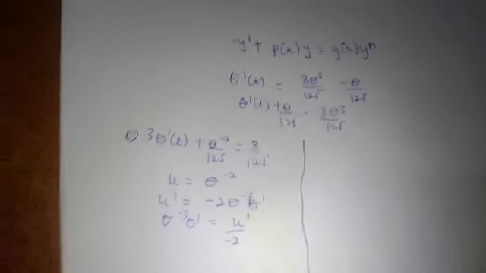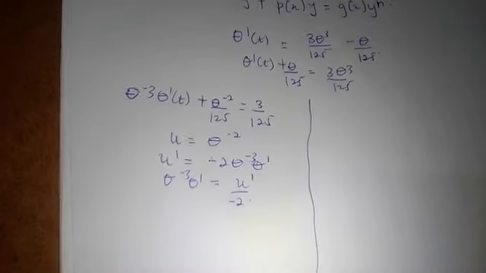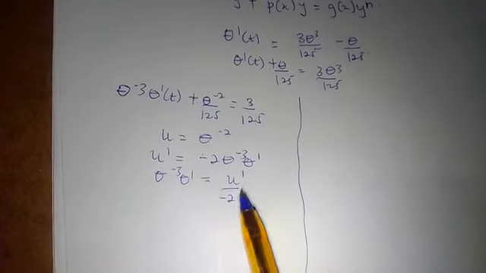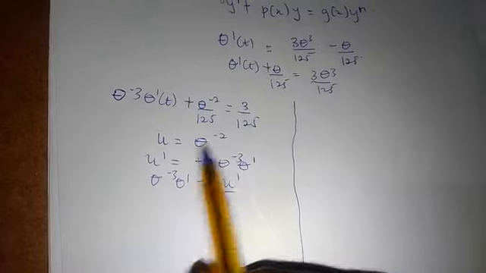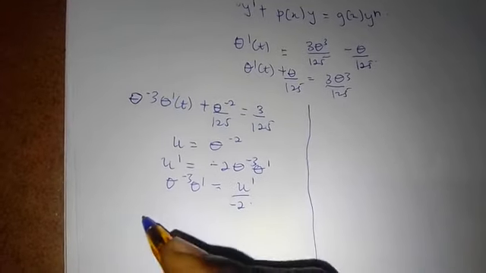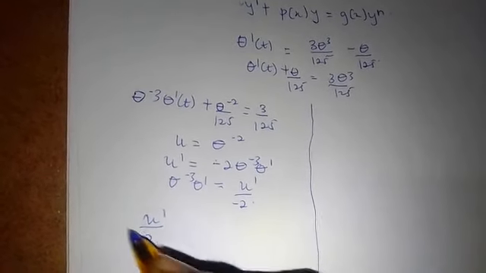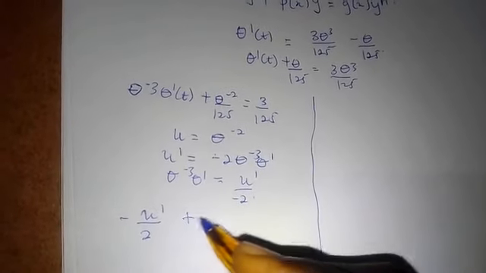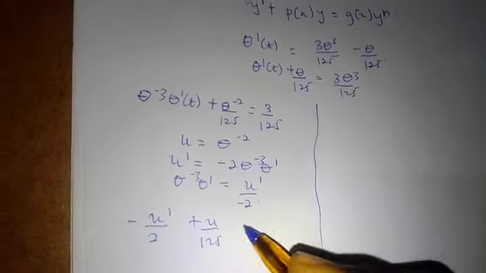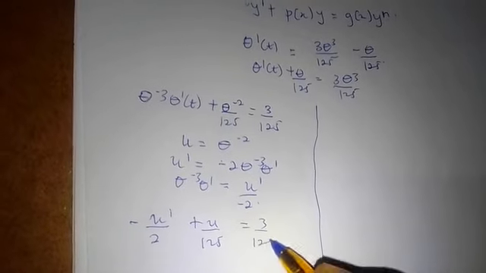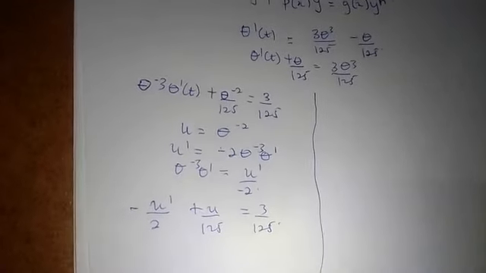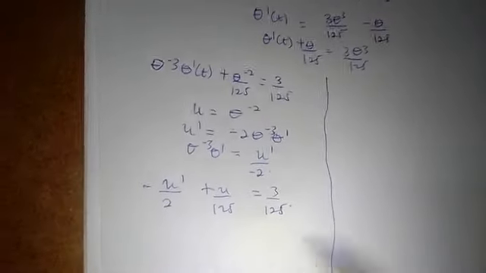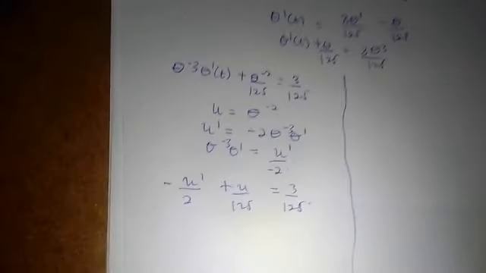So here I come back making my substitutions. Wherever I see this, I put this, and wherever I see theta to the power negative 2, I put u. So I'll end up getting negative u prime over 2, then plus u over 125 is equal to 3 over 125. So at this point we have converted it to a linear equation.